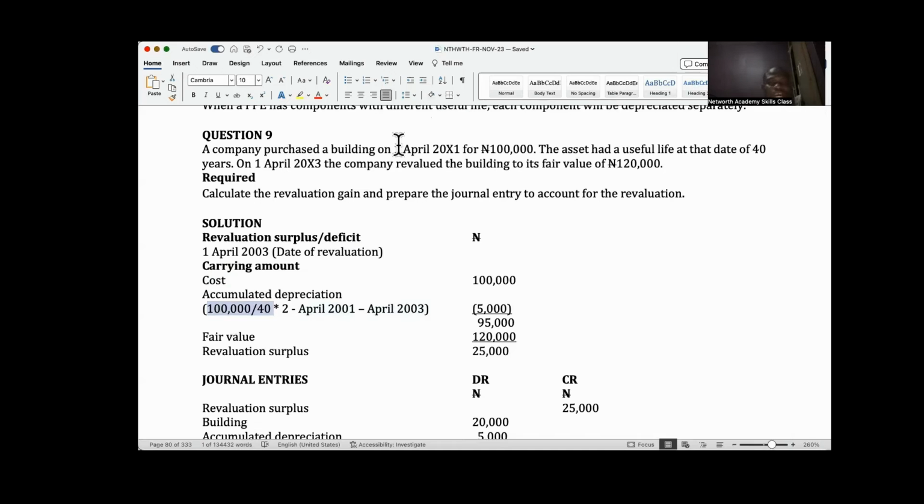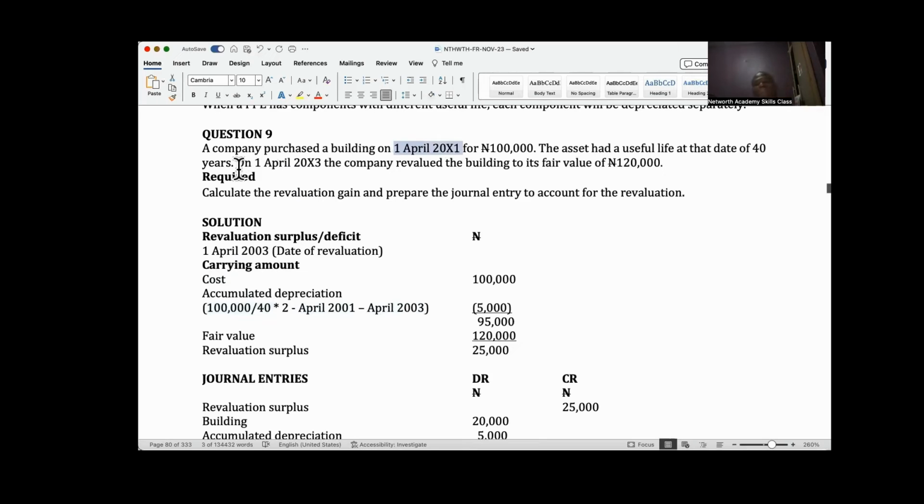But because I bought this asset on 1st April 2001, up to this date I must have depreciated for 2 years, which is the end of that year, March 2002, and the end of the second year, March 2003. 2 years depreciation from April 2001 to April 2003. That's why I multiply by 2 years, so I get my accumulated depreciation of 5,000. If I remove that from this 100,000, that gives me 95,000.